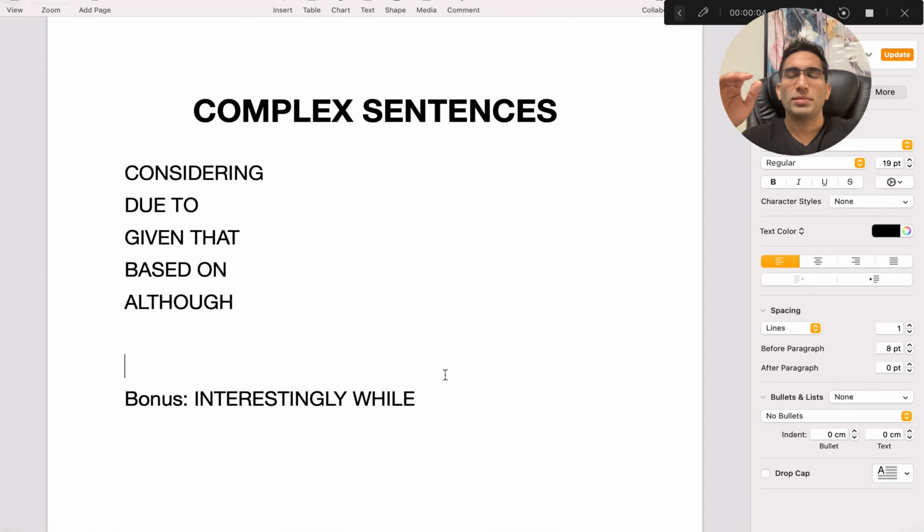What are the complex sentences in IELTS? They are a huge deal. These are required for you to get over a 7. Most people get stuck at 6.5, right? That is because they don't understand this concept.